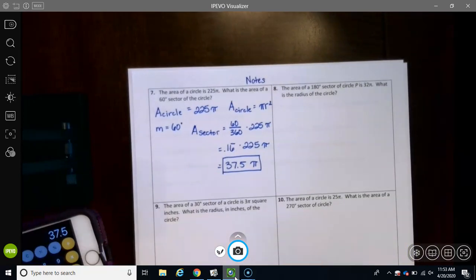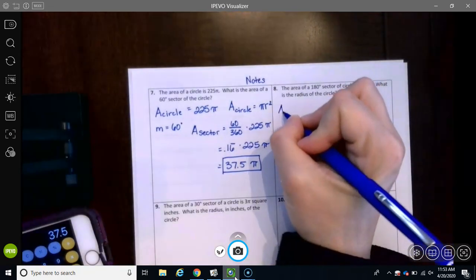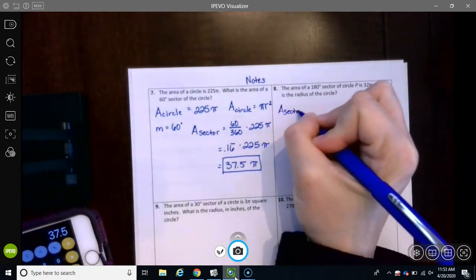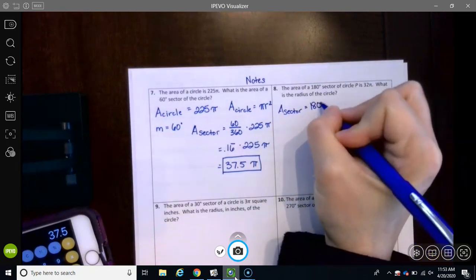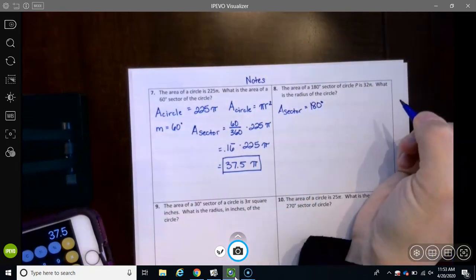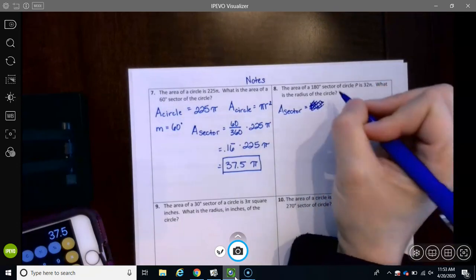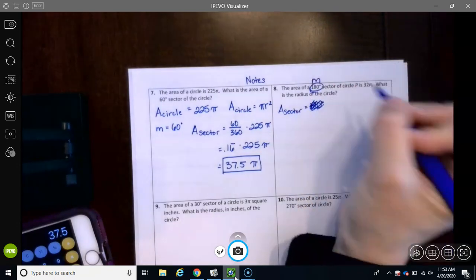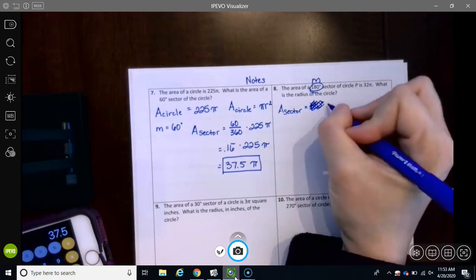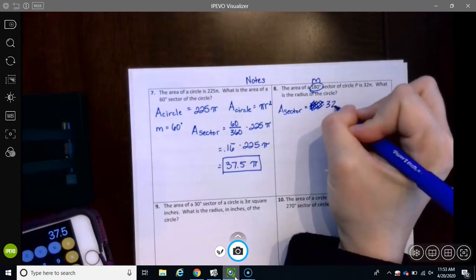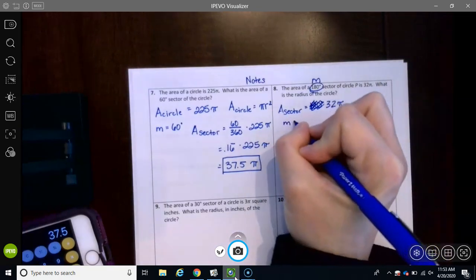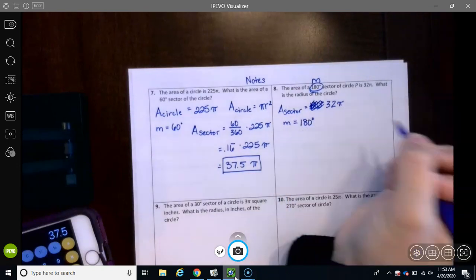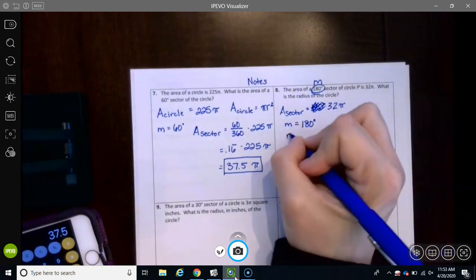On the next one, they said the area of a 180 degree sector. So that's your M right there. The area of that sector is 32 pi. We said M was 180. And they want to know what's the radius.